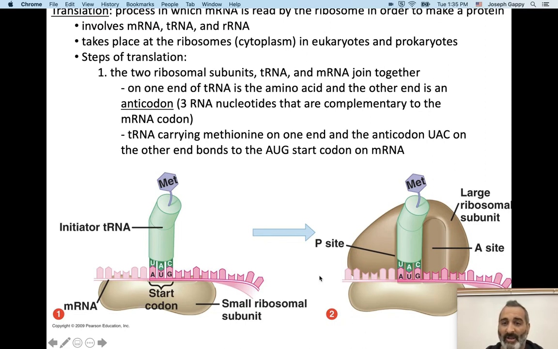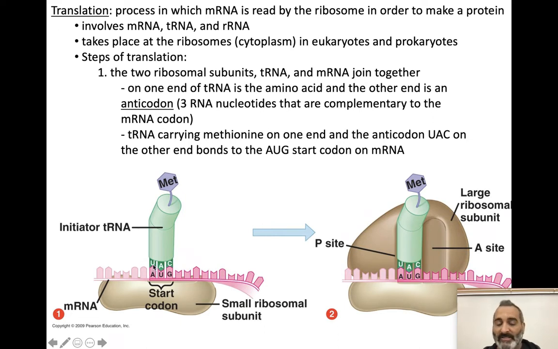So the messenger RNA gets fed through the ribosome. It goes right through the ribosome, and that's how the ribosome reads it. On one side, now pay attention, the pink thing is messenger RNA. Messenger RNA has codons. Every 3 letters, 3 bases on messenger RNA is called a codon. The 3 opposite letters or bases on the tRNA are called anticodons.